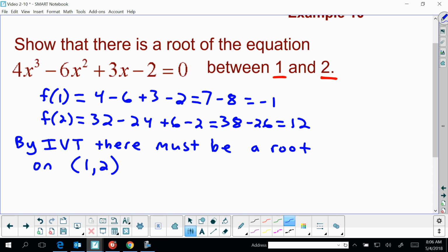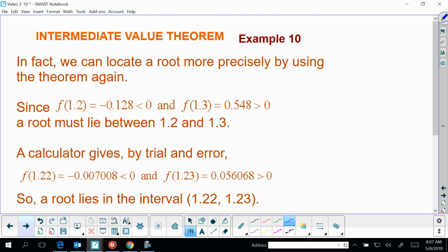And the reason we knew that was because there was the intermediate value theorem. Notice, again, it's on the open interval that we're guaranteed that there's a root, so it's not at those endpoints. Now, in reality, we could keep using the intermediate value theorem to narrow it down more.